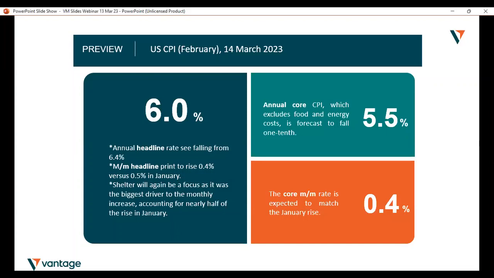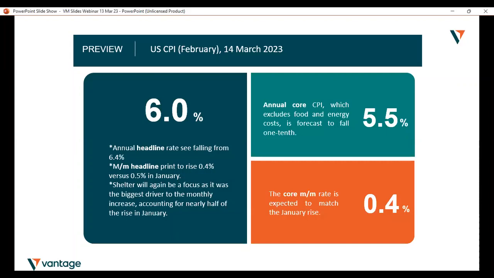You've got the main numbers here. I guess the big test, after last month's print obviously reversed that disinflation narrative, if you like. If you remember, we popped up from 6.2 to 6.4% in January. The headline is now expected to fall back to 6% from the previous 6.4. Core month on month is expected to rise 0.4, so that's 1/10 lower than the 0.5%, sorry, the 0.5% was in January. So just a slight pullback in that pace as well.